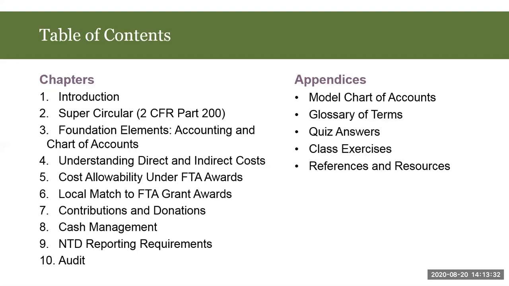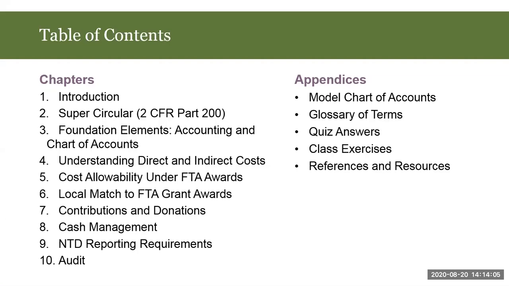We talk about matching requirements and how you can match your FTA grant awards, and how you can take advantage of some relatively unique federal grant management provisions that we have under transit legislation that makes our ability to match federal grant awards a little bit easier than some other federal grant programs. We talk about the role of contributions and donations in terms of agency budget and their ability to be used in part to match your FTA grant awards.